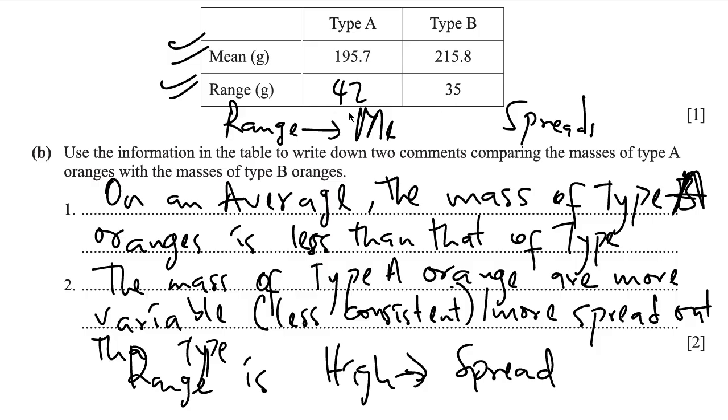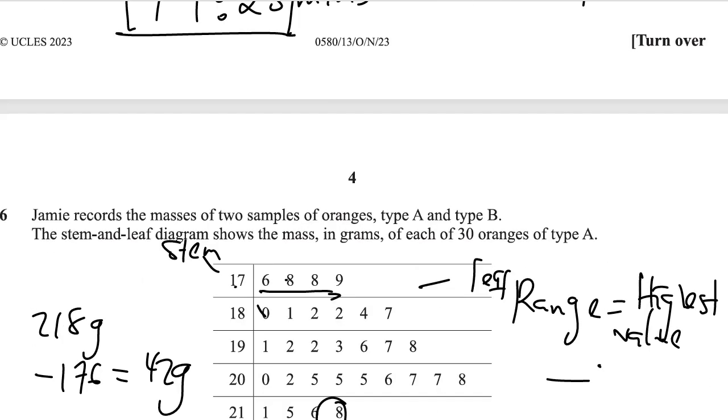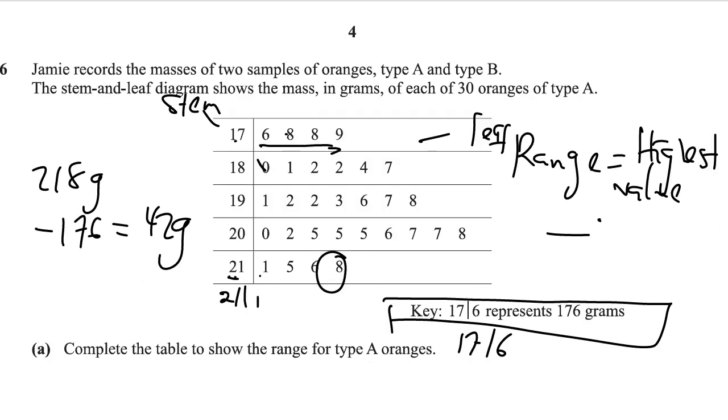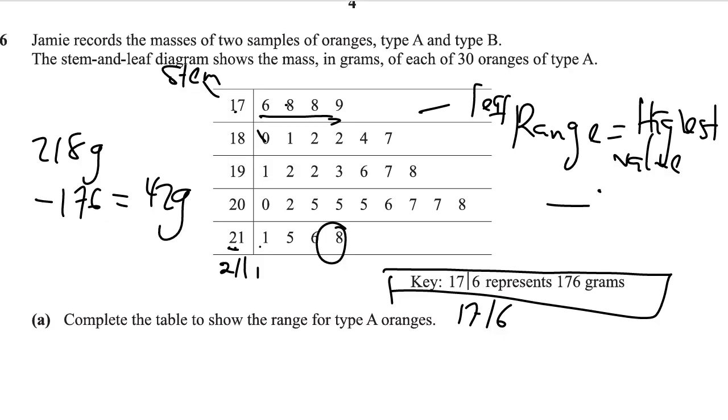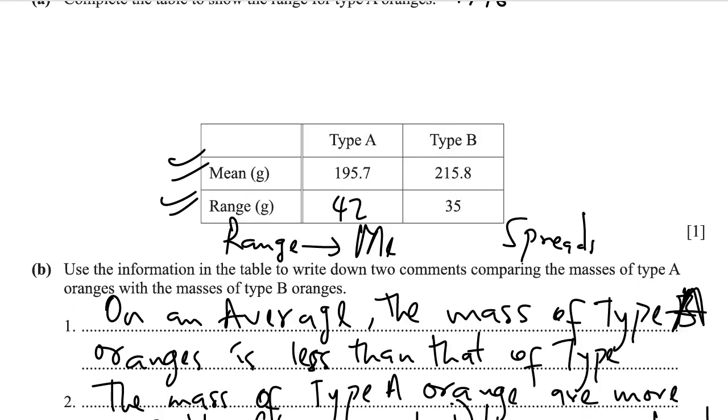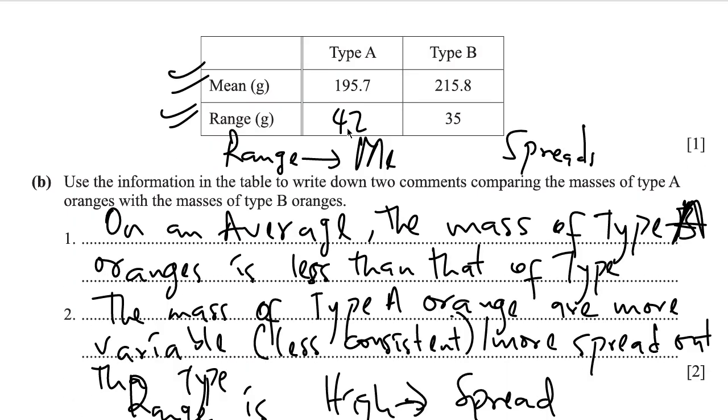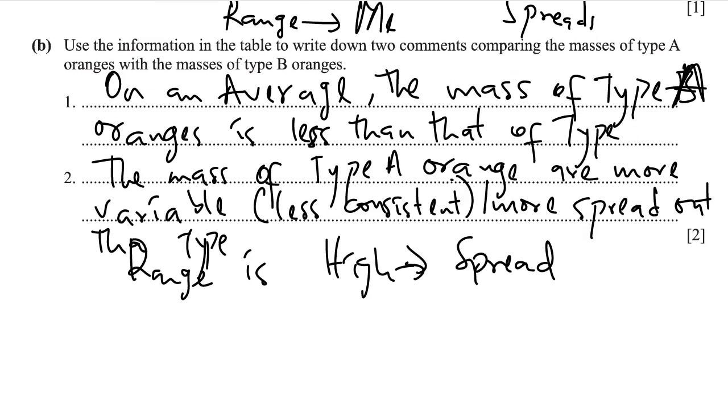So 42 implies more spread, more space between the oranges, because we're talking about 30 oranges each, right? So it's the same number of oranges, and the difference between the highest and the lowest is 42 for type A, and for type B it's 35. That implies that there is more spread, less consistency, in the set of type A oranges, in terms of their masses.